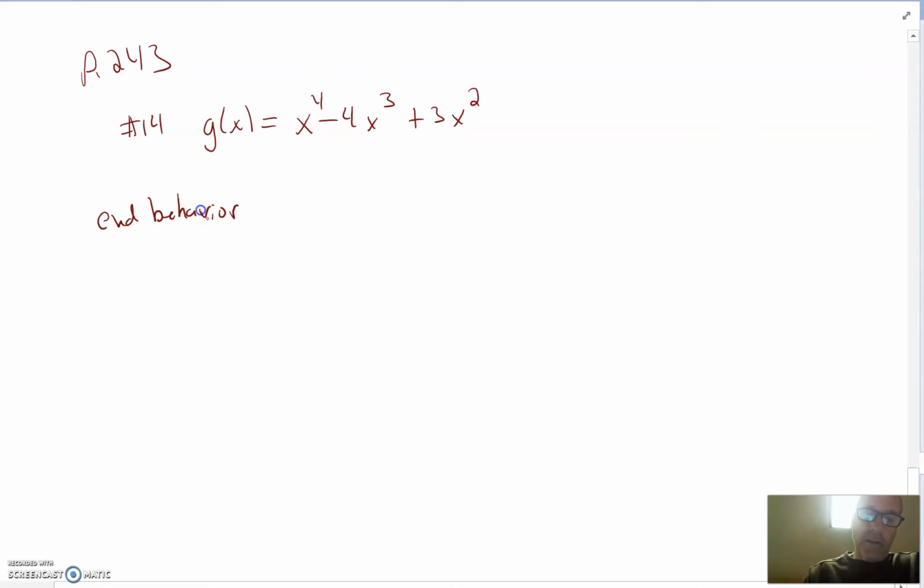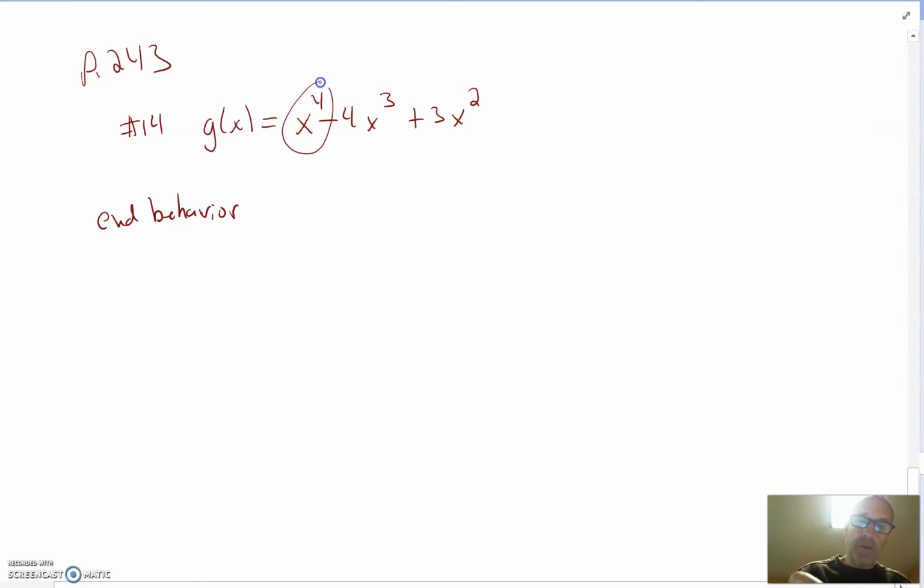So this was in the last lesson, so let's talk about it again. The end behavior: what does this polynomial look like out on the edges? Way out on the edge. What's it going to look like out here, not in the middle, somewhere out on the edge?